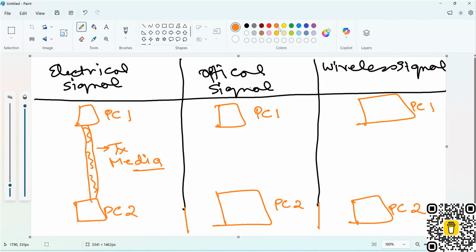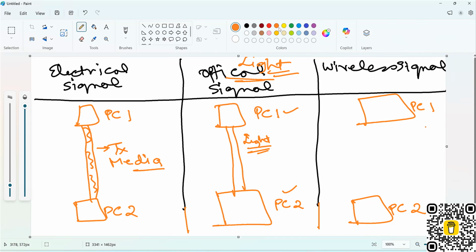When I am talking about the optical signal, the data is being transmitted in the form of light. So my transmission media is going to be light, the optical signal. Optical means light here. First, my human recognizable form is converted into bits. Then the bits are converted into signal, and the signal is transmitted from PC1 to PC2 in the form of light.